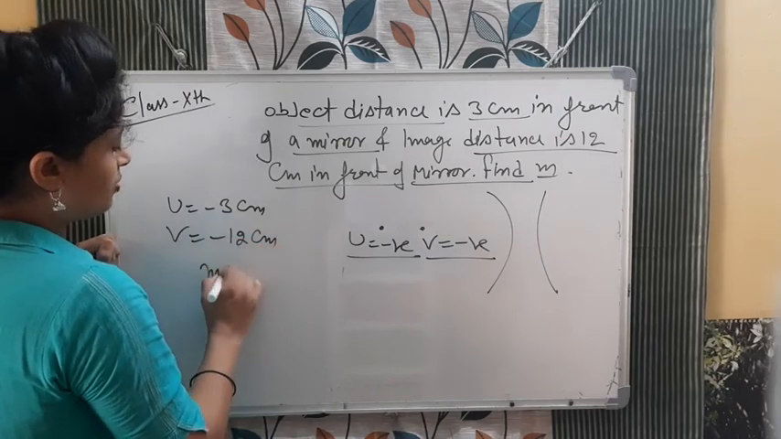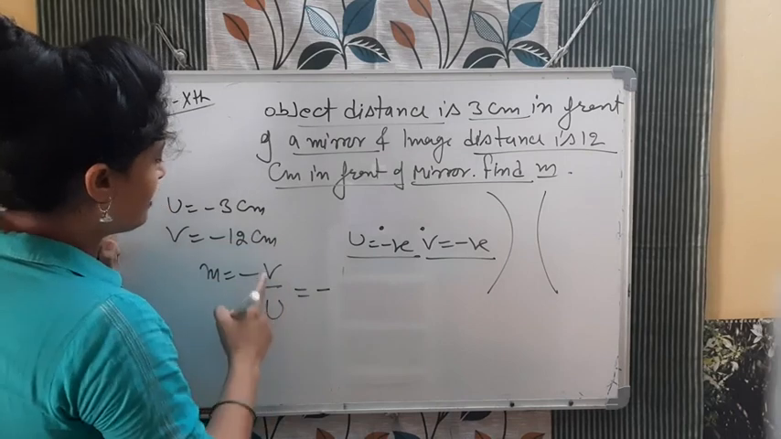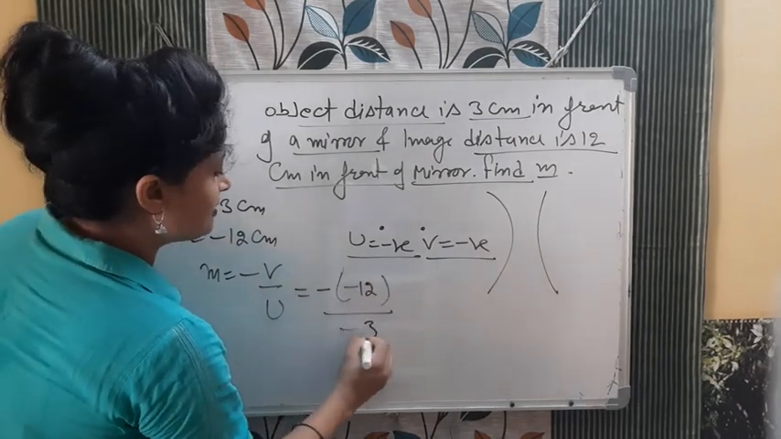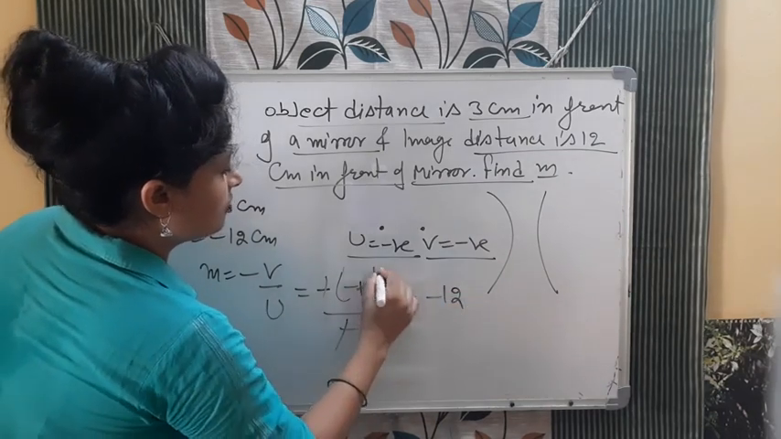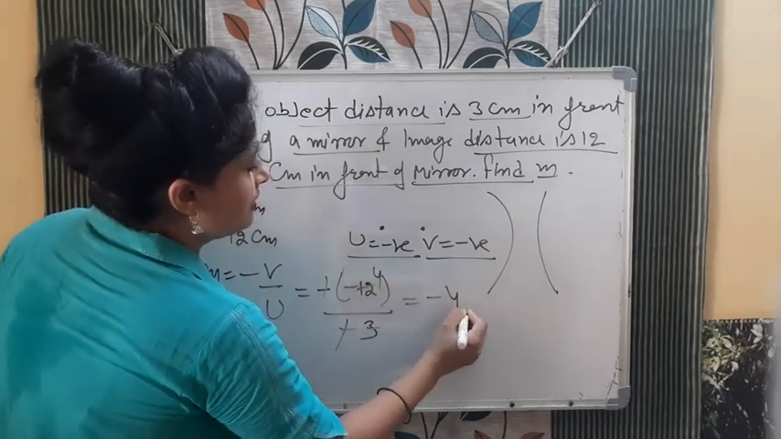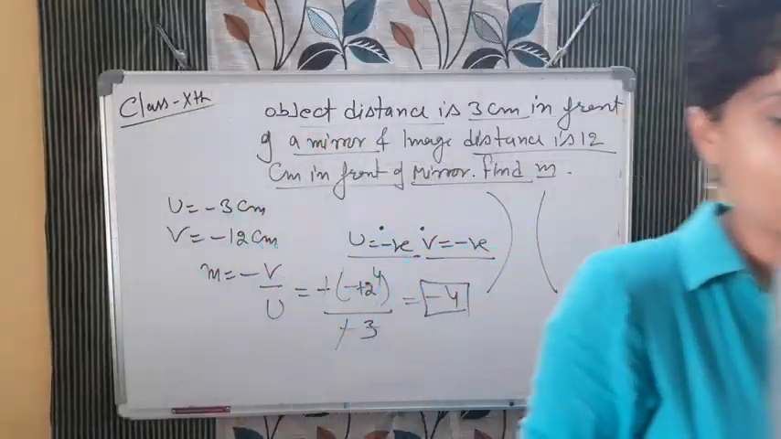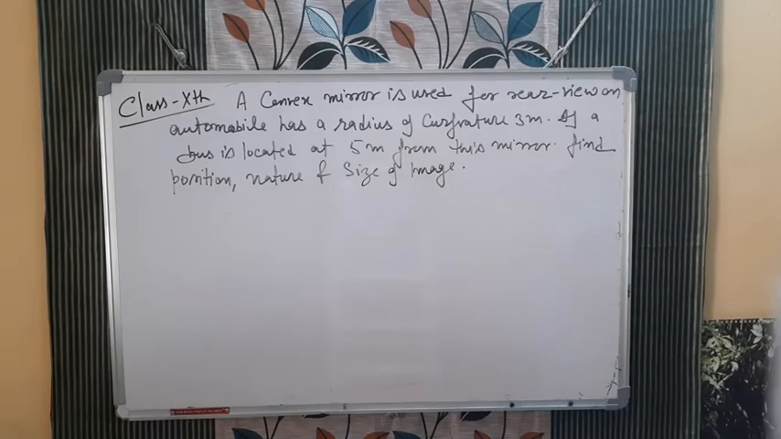The question is asking about m, and m is minus v by u. One negative sign is already here. v is minus 12 and here u is minus 3. Negatives cancel and it will be minus 3, 4. Minus 4. This will be the magnification. Okay, so this is also one kind of question when the name of the mirror is not given. Next question is, here is the next question.